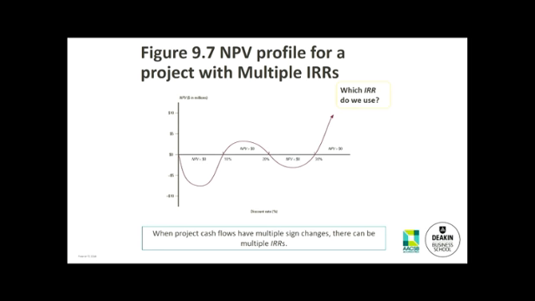There's only one. Why? Because across the life of the project, there is only one sign change. Year 0, negative, right? What about year 1? No sign change. What about year 2? One sign change. What about year 3? No sign change. Only one sign change, right? In this case, you can still solve internal rate of return. You will have one of them. Get it? Good.